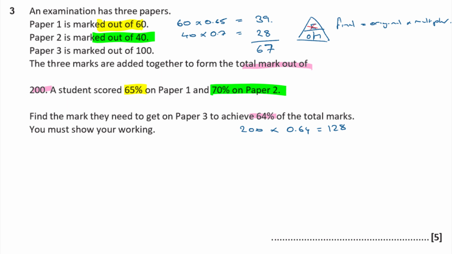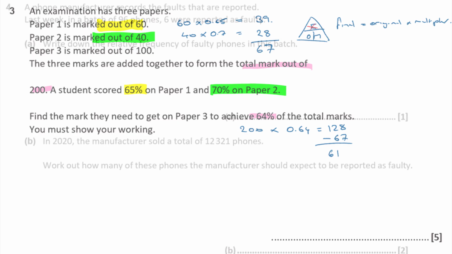So what's the difference then? If I take away the 67, we should be able to work out the number of marks he still needs to get. So 128 minus 67, that comes to 61. Okay, so he's going to need to get 61 marks in paper 3 in order to bump up his amount to 64 overall.